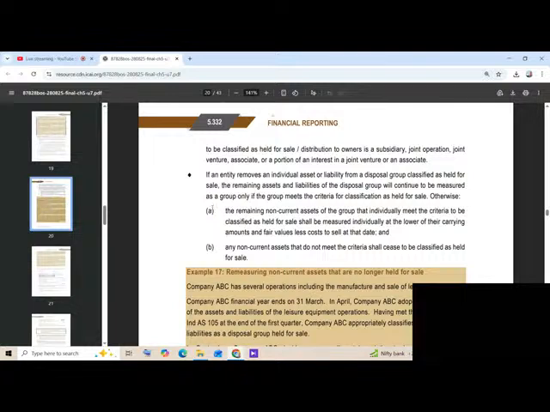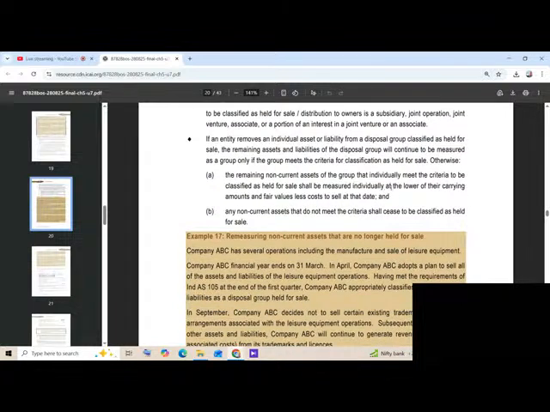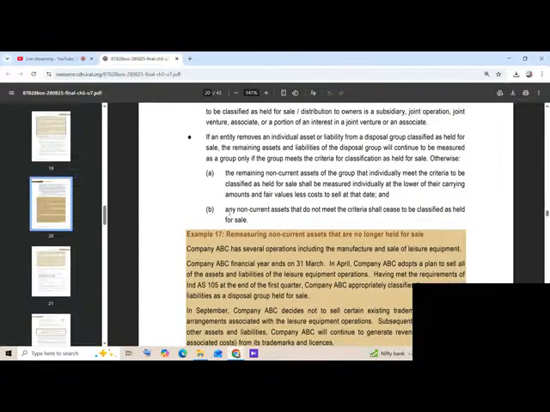Otherwise, the remaining non-current assets of the group that individually meet the criteria to be classified as held for sale shall be measured individually at the lower of their carrying amounts and fair value less cost to sell at that date. And any non-current assets that do not meet the criteria shall cease to be classified as held for sale.